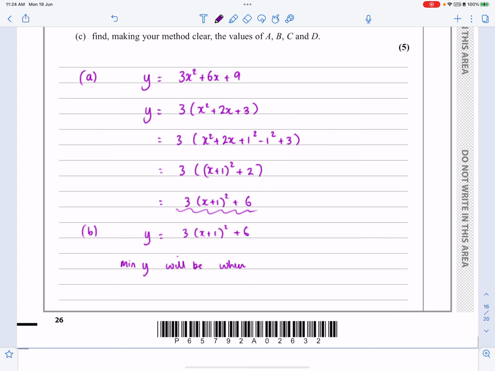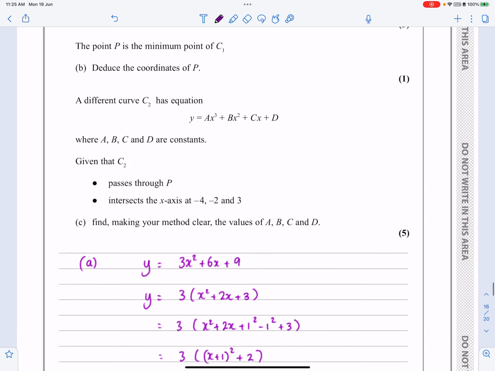when x plus 1 equals 0. So in other words, x equals minus 1. And if x plus 1 is 0, we're going to get 3 lots of 0 squared plus 6. Or in other words, we're going to get 6. So the minimum point is (minus 1, 6). Hope that's really straightforward to you. Should have done some work on completing the square, and that's one of the things that we find from our complete squares. Right, let's go back and have a look at part C then.